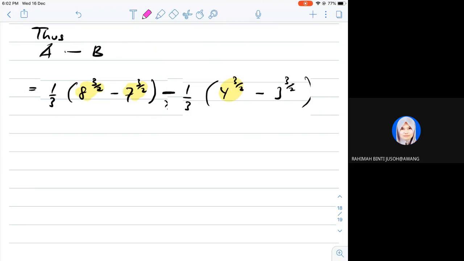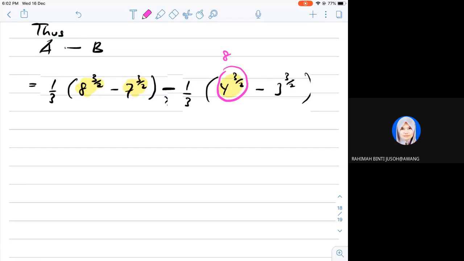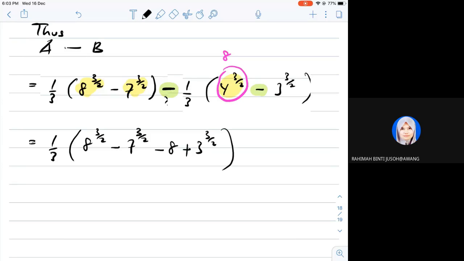Square root of 4, 2 over 3. 2 to the power of 2 over 2, right? So it is 8. Okay, so the final answer would be 1 over 3, 8 to the power of 3 over 2 minus 7 to the power of 3 over 2 minus 8 minus 3 to the power, becomes plus, right? This minus becomes plus, right? So plus 3 to the power of 3 over 2.